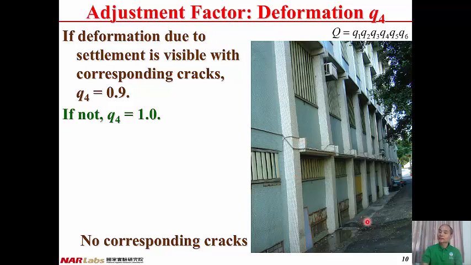Like this picture, no corresponding crack. Maybe in the surrounding there's some settlement, then we may be misled that there's a settlement in the building. But if no corresponding crack, that means that the deformation is not that serious or no deformation, then Q4 equals 1.0.